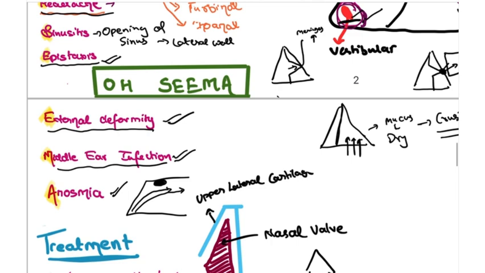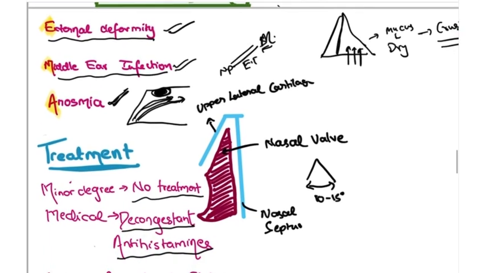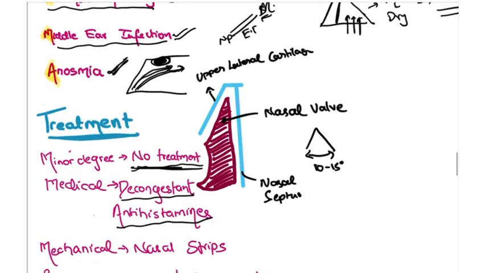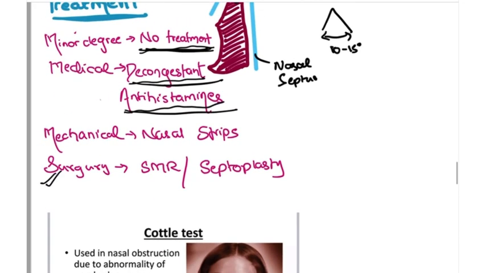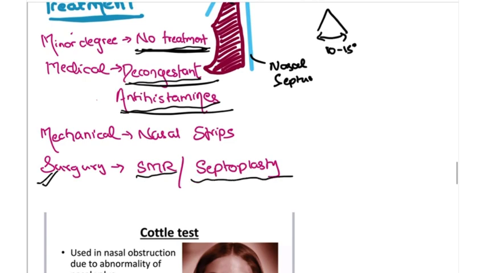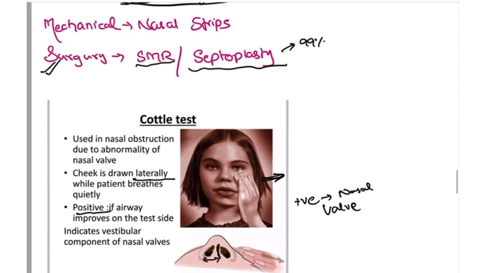External deformity, obviously. Middle ear infection: we have the eustachian tube which connects the middle ear and the nasopharynx, so any problem in the nasopharynx or nose will also lead to middle ear infection. Anosmia is basically because the olfactory area is also affected, as proper air can't go in and we are not able to smell properly. So treatment: minor degree, we don't need any treatment. Medical, you can give decongestants or antihistamines. In surgery we generally go for SMR or septoplasty. 99% of times it is basically septoplasty.